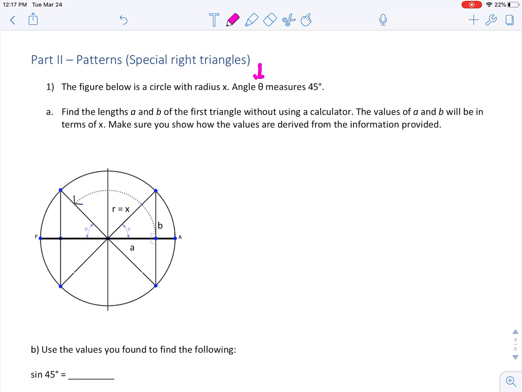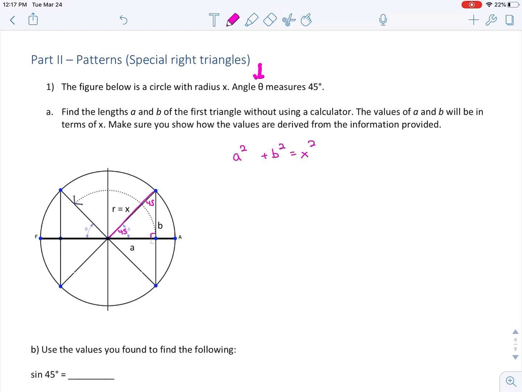But what we have here, if theta is 45 degrees, and this is 90, that would make this also 45 degrees. So what we have here is a 45, 45, 90, and we have to use it to show how we get the relationships of our special right triangle. We're going to do that through the Pythagorean theorem. So we would know that a squared plus b squared is equal to x squared, because x here is kind of like c, the hypotenuse.